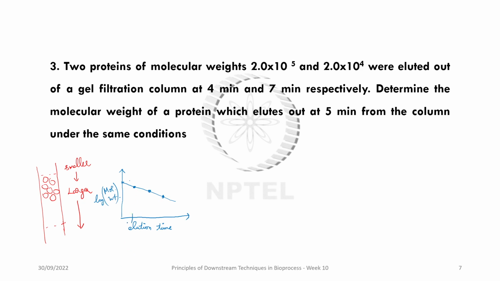So let's say this is 4 minutes and this is 7 minutes. Now the scale is not very appropriate, just bear with it. This is 5, let's say this is 6. Okay, so you're having 2 into 10 power 5, and this is not in log, this is normal units, and this is 2 into 10 power 4. Again, this is in normal units. You have to convert it into log and enter here.